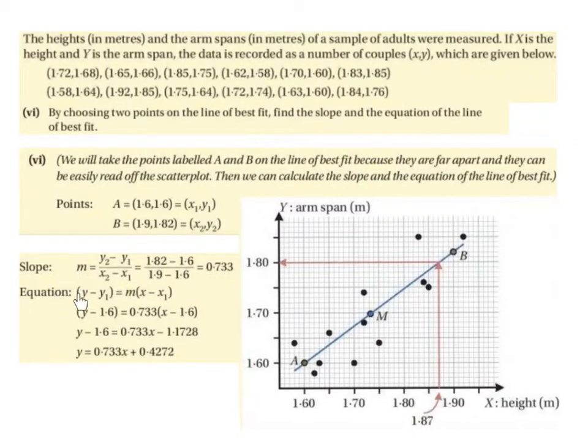And then the equation formula, y minus y1 equals m times x minus x1. So substituting the x1 and y1 points in, we end up with y minus 1.6 is equal to, and subbing in the m, the slope, 0.733 times x minus 1.6. This gives us y minus 1.6 equals 0.733x minus 1.1728. And solving for y, so rearranging to get the y on its own, we get y equals 0.733x plus 0.4272. So this is our estimate for the line of best fit equation.